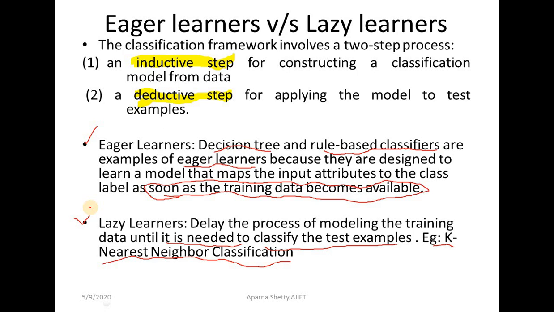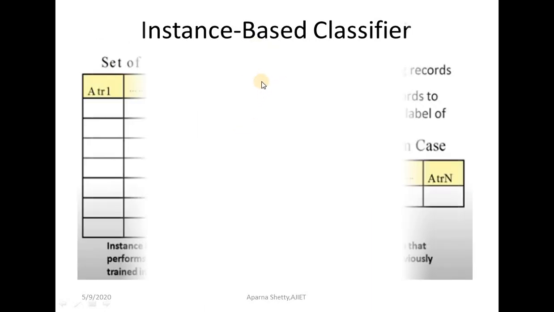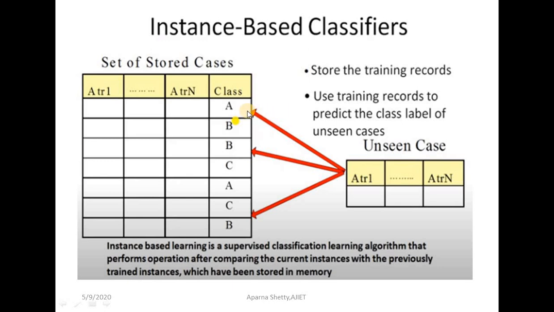So decision trees and rule-based classifiers are eager learners, because they construct the model as soon as they get the training data, and then they classify the class labels. Lazy learners will not construct the model unless it is required to classify the test examples. An example of lazy learners is K nearest neighbor classification. That was about eager learners versus lazy learners. The next topic is instance-based classifiers. Let us see what these instance-based classifiers are.